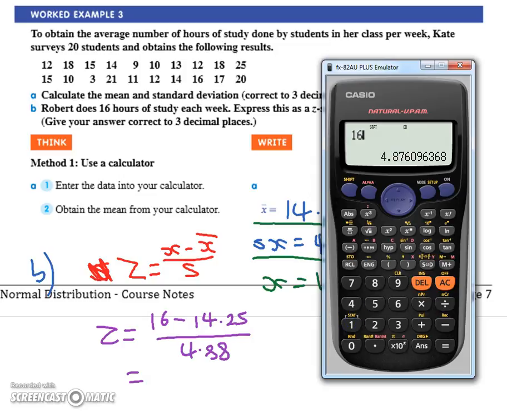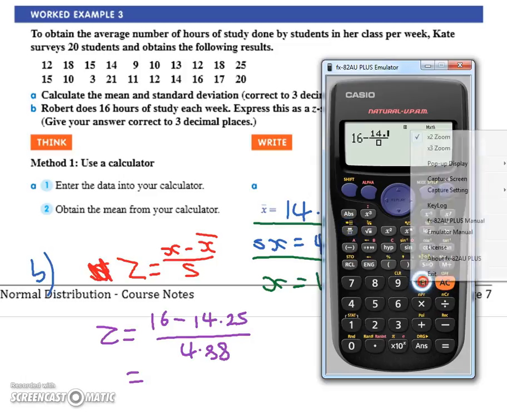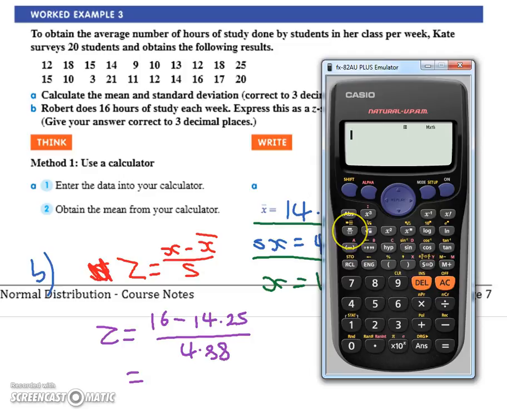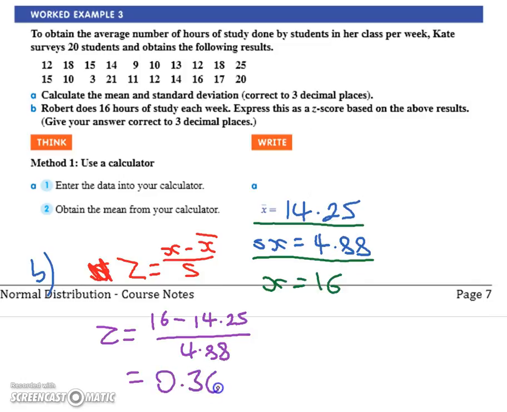Okay, so 16 over. Oh, and you'll notice mine comes up with a little thing because I'm still in stat mode. So if I want to get it out of stat mode, I just go 1 comp, and now I go 16 minus 14.25. Oops, should have done that whole thing as an over, but it's all right. Let's go over 16 minus 14.25 over 4.88. 0.36. Cool.